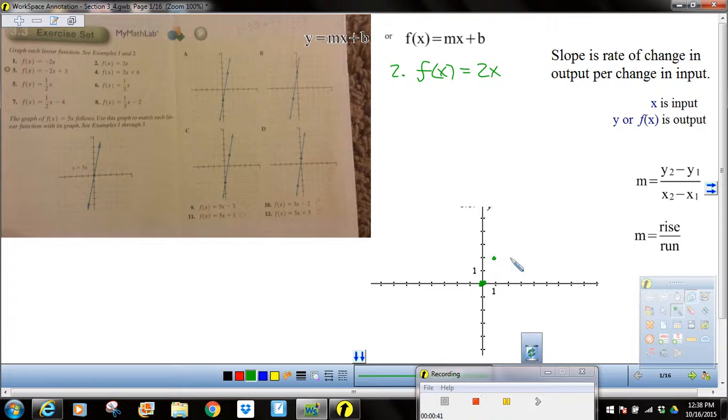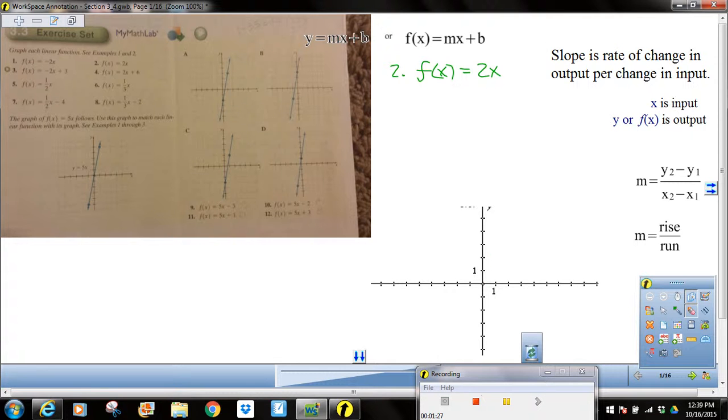So if I go over another, it goes up another 2 for a total of 4. If I go over another one, you get the idea. Then all you have to do is draw a straight line through the points. And you see how nice and straight my line turned out. It looks pretty good, and that's how you graph a line. Pretty simple.